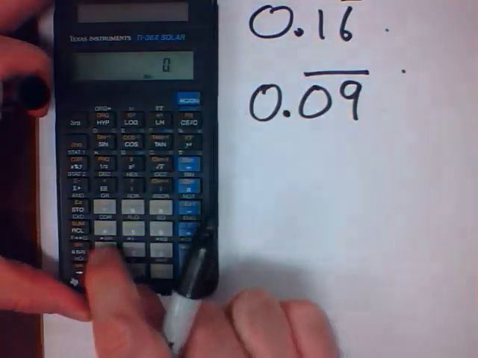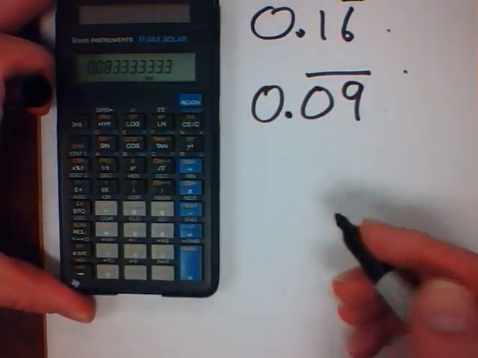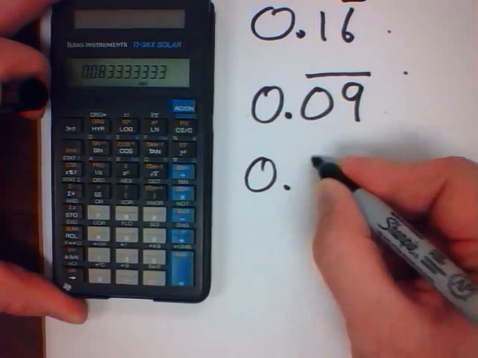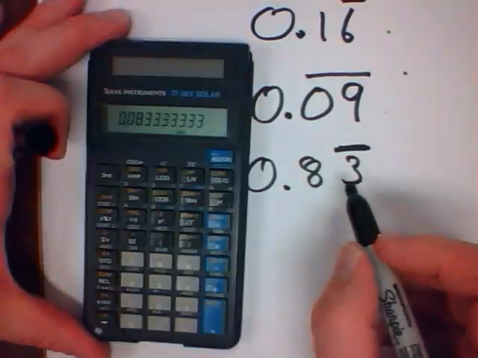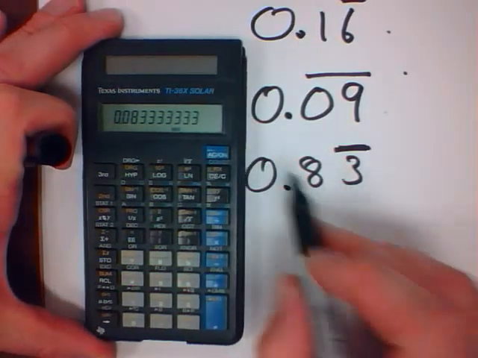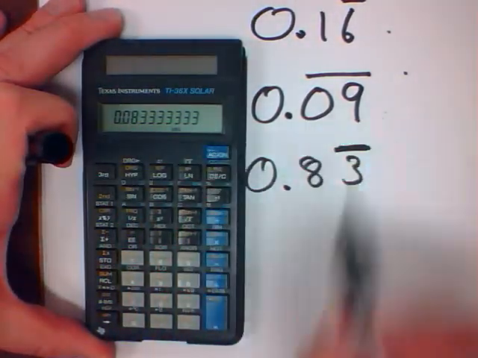Next question. 1 divided by 12. 0.8. The 3 repeats. The 8 does not, but the 3 does. So I can simply write 0.83 and then 3, 3, 3, 3 on to infinity.